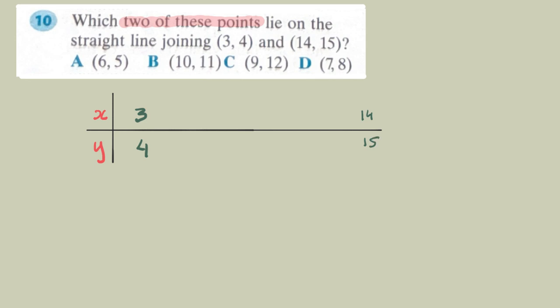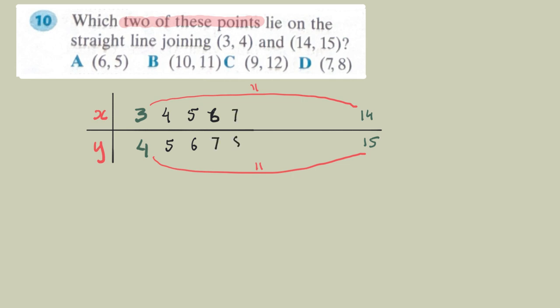So I also now need you to notice that the distance between 3 and 14 is 11, and the distance between 14 and 15 is 11. So the separation is the same. In other words, if I was to use the next number 4, then y would be 5. If I had 5, then y would be 6. If I had 6, then y would be 7. If I had 7 for x, then y would be 8. So you're seeing that the coordinates differ by 1.